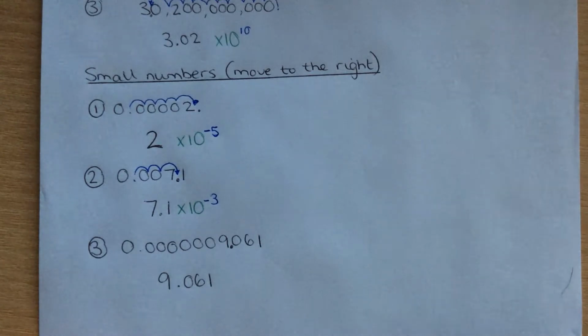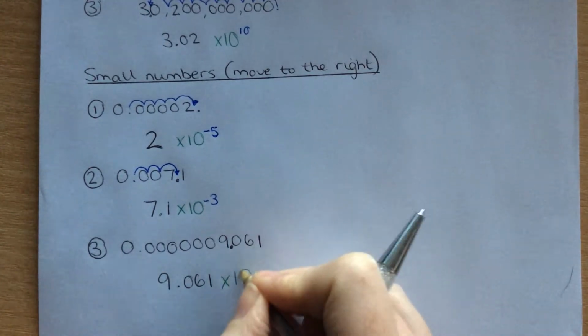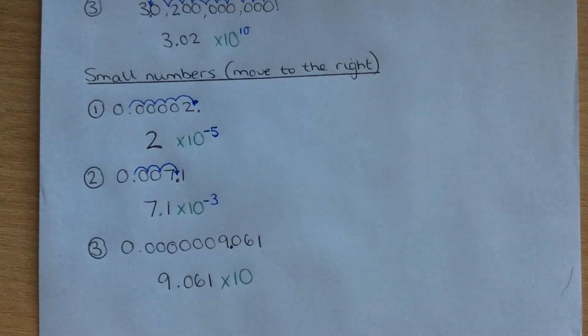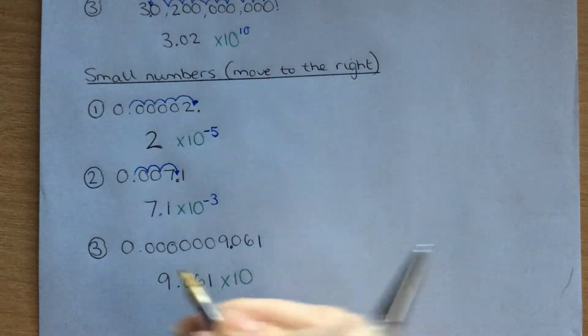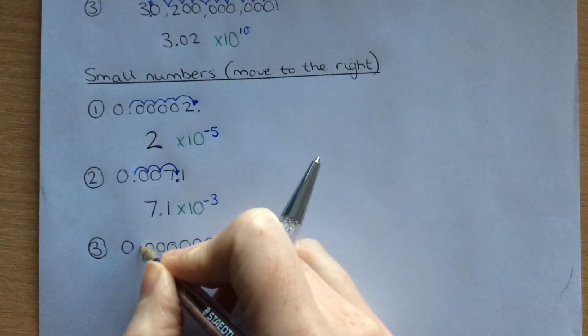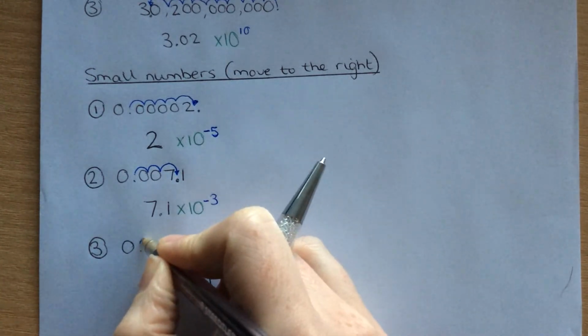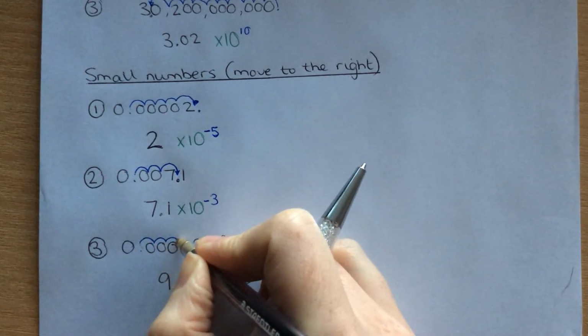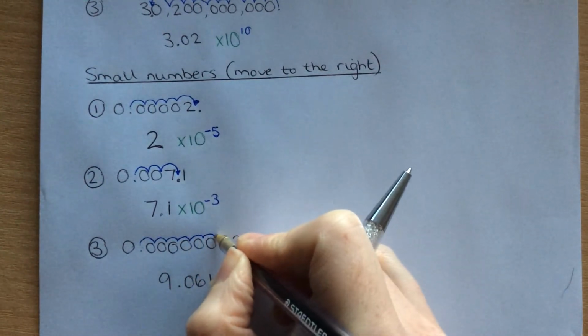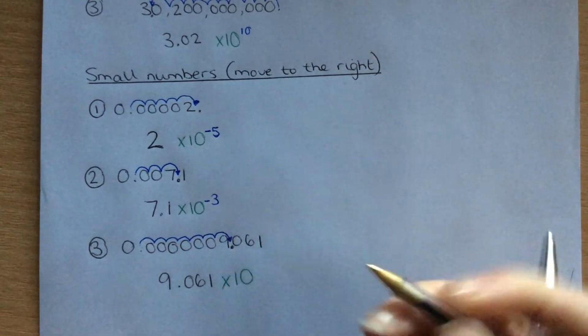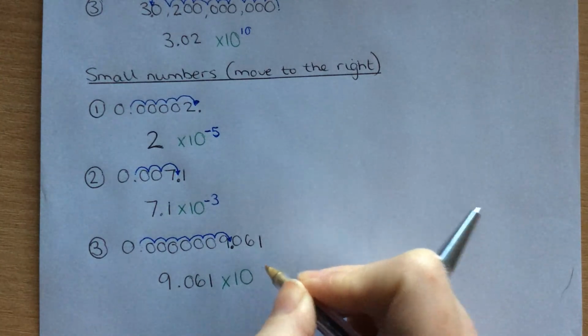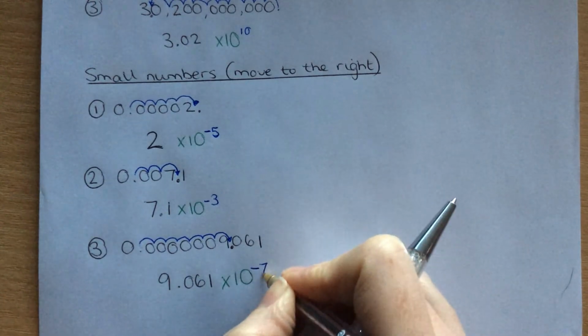So the second part is times by 10. And then the last part is the loopity-loops. I'm moving it to the right. How many times from where it was to where it is now? It was here. 1, 2, 3, 4, 5, 6, 7. And we're going to the right, so it's a minus 7.